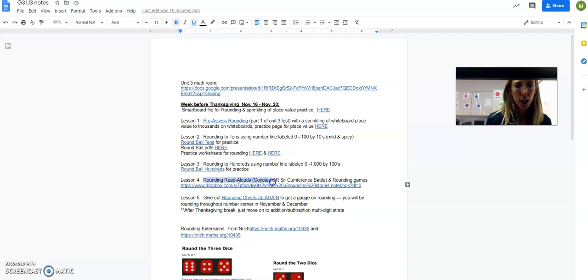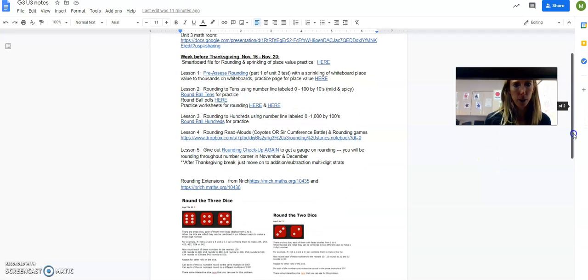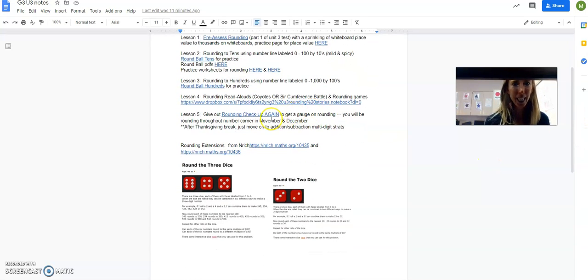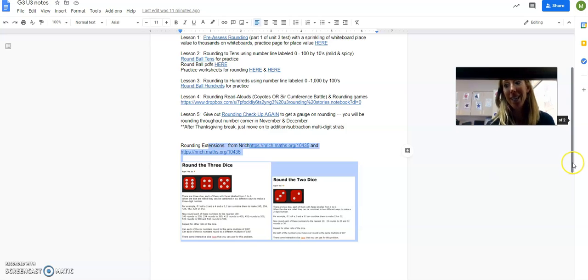I did put in here, if you're interested, there's a read aloud with either Circumference Battle or Coyotes. And I made this smartboard file last year with both books, if you're interested in doing a read aloud that has to do with rounding. If you want, you could give out that checkup again to see how they're doing with it at the end of the week. Or just wait till the end of December because they'll get more practice with rounding again come December. Up to you. There are some rounding extensions if you want to go there if that wasn't enough stuff.